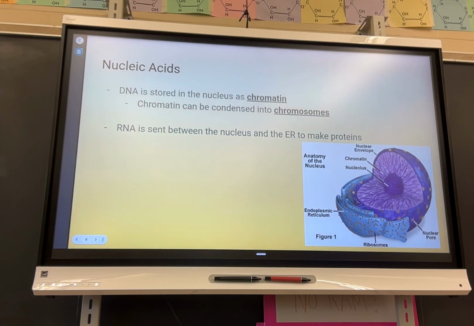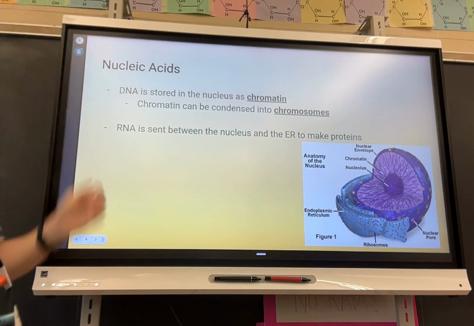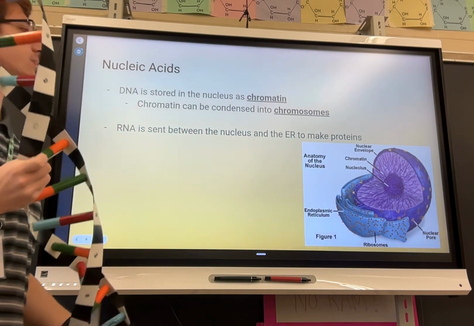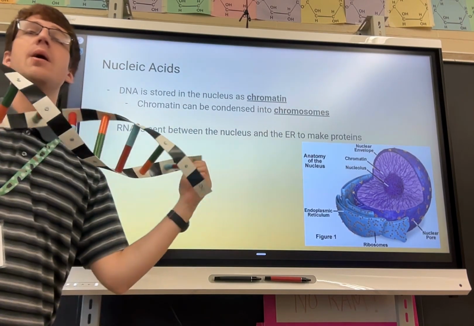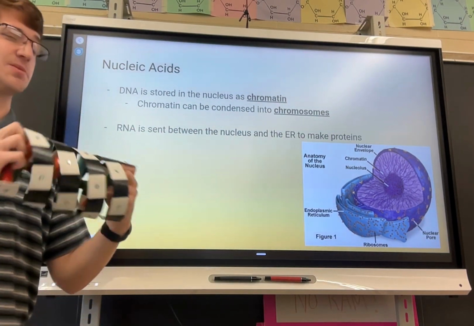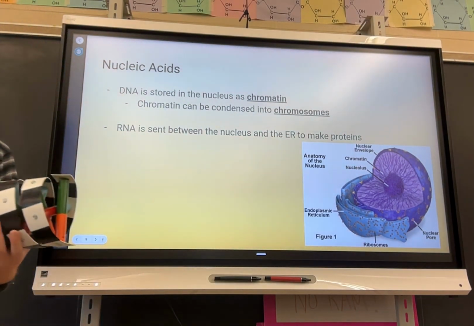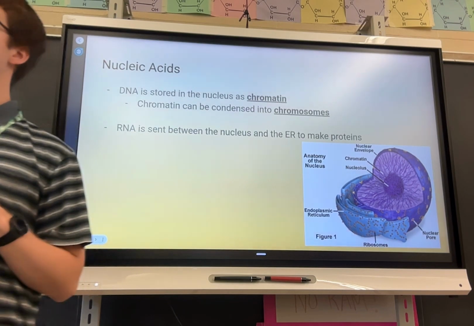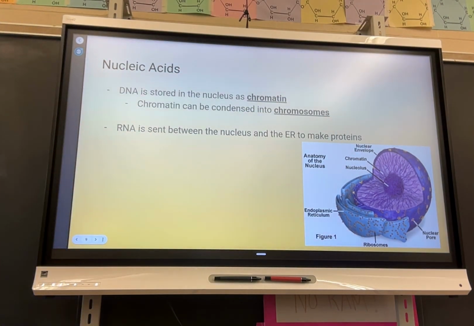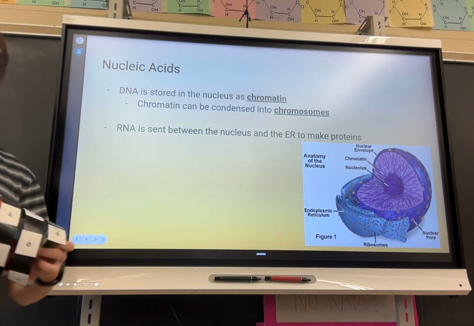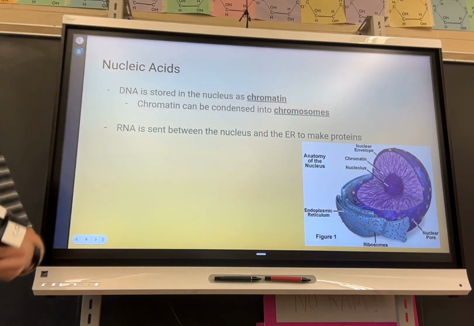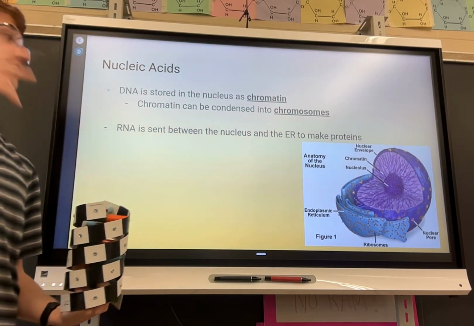So I'll grab my wonderful little model. This would be chromatin. It's stretched out, nice in its double helix ladder shape. If we want to condense it, especially during cell division, we will combine them. Actually, it wraps around a protein, but in this case, I'm just going to collapse it. And it's going to create what's called a chromosome. You've probably heard of chromosomes before. Chromosomes are the collapsed, condensed versions of our DNA. Chromatin is really long and stretched out. Chromosomes are nice and condensed, and they form this little X shape.